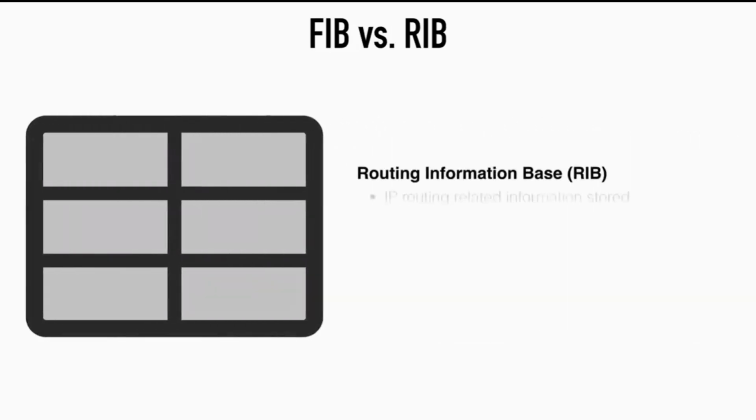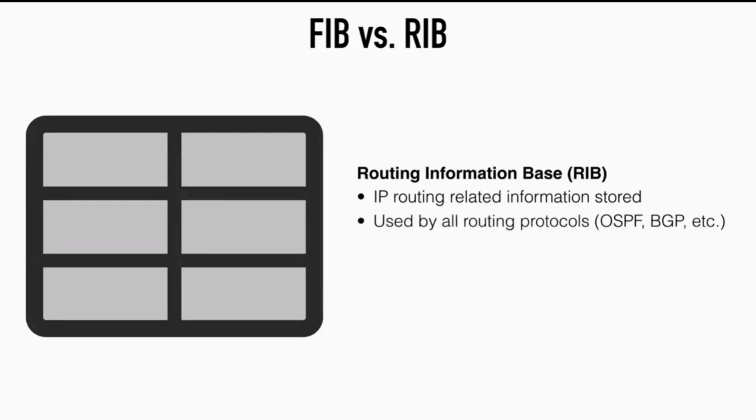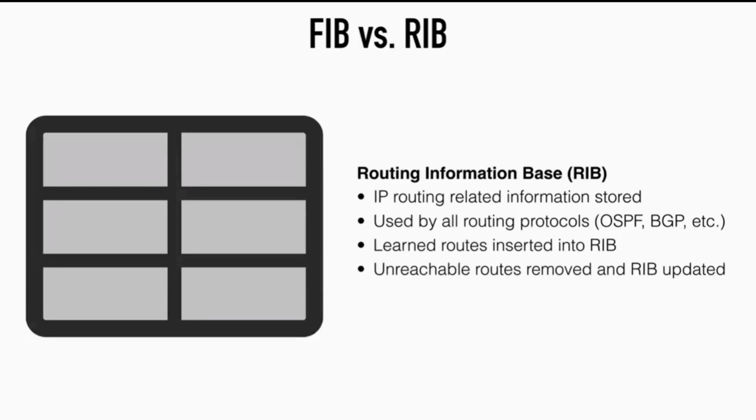The RIB, or routing information base, is the location where all information related to IP routing is stored. This is not specific to any particular routing protocol, but rather it's used by all protocols, such as OSPF and BGP. Anytime a routing protocol learns about a new route, that route is inserted into the RIB. When a previously learned route becomes unreachable, this route is first marked as unusable and will eventually be removed completely from the RIB if the route remains down.